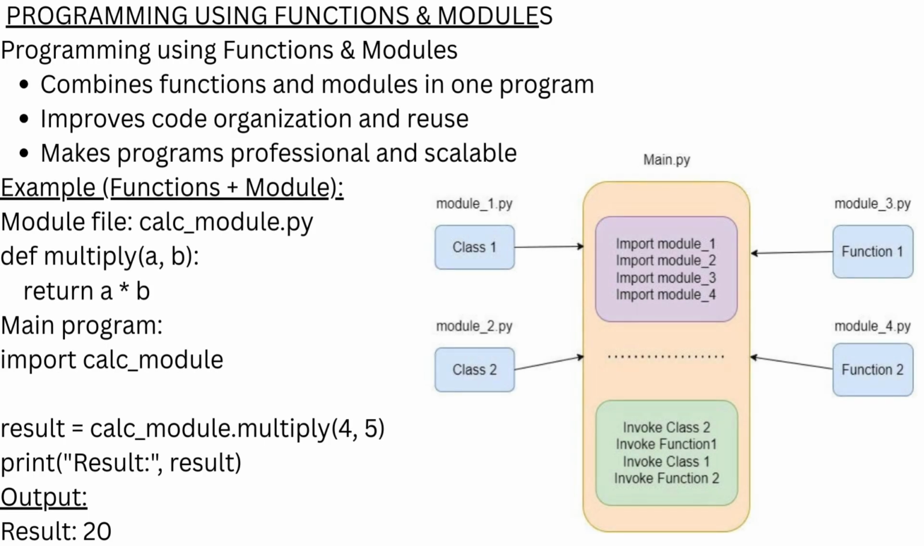In real-world Python programs, we often use functions and modules together. Functions help us divide logic into small tasks, and modules help us separate code into different files. In this example, the multiplication function is written inside a module file. The main program imports the module and calls the function to get the result. The output shows the correct multiplication result. This type of programming makes the code reusable, organized, and easy to maintain.